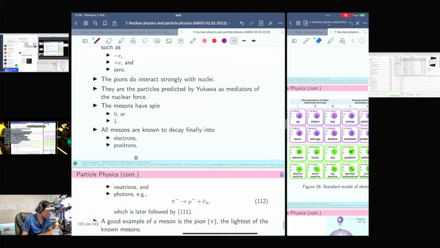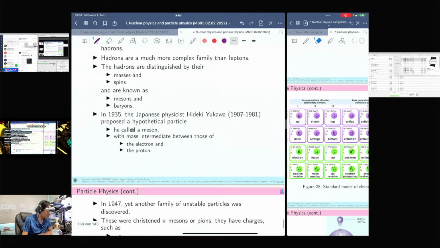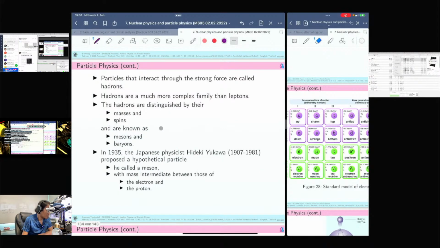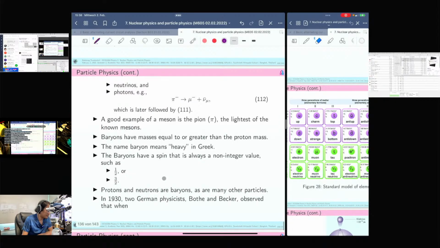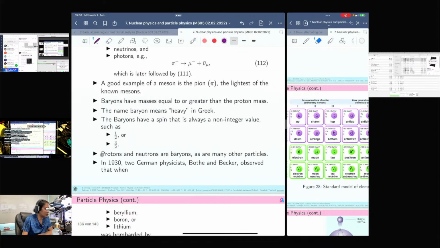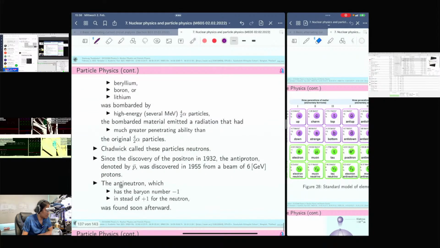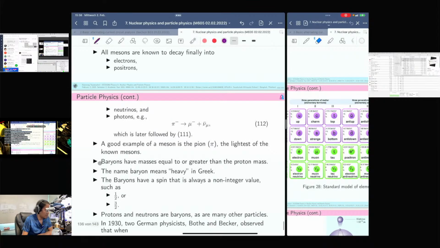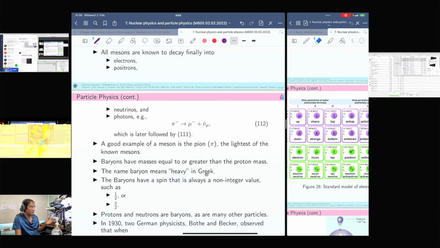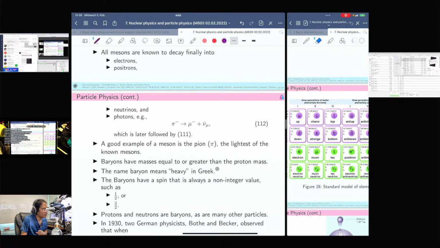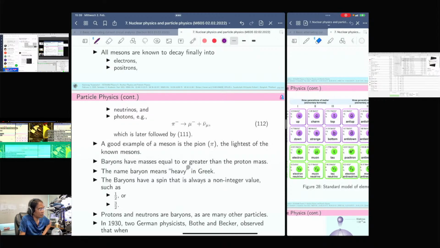So now let's move to the baryons, which is the bigger version of the hadron. Baryons have masses equal to or greater than the proton mass. The name baryon means heavy in Greek. The word is derived again from the Greek.